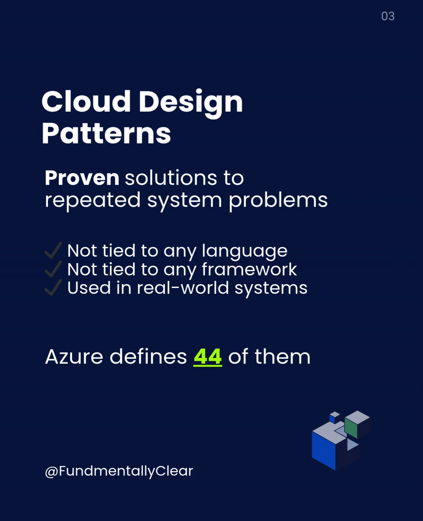They are used in real-world production systems at scale, at companies you've heard of. And Microsoft Azure, which is the platform we focus on here, officially documents 44 of them. 44 patterns that architects reach for when systems need to be resilient, scalable, and production-ready.